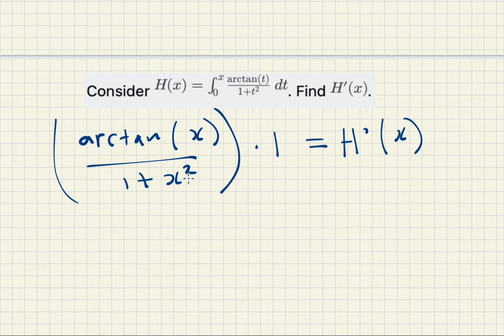And this is basically what the second part of the fundamental theorem of calculus is. When you have to find the derivative of an integral, it's basically finding the original function, because the integral is essentially an antiderivative, meaning an integral and a derivative are simply inverses of each other.